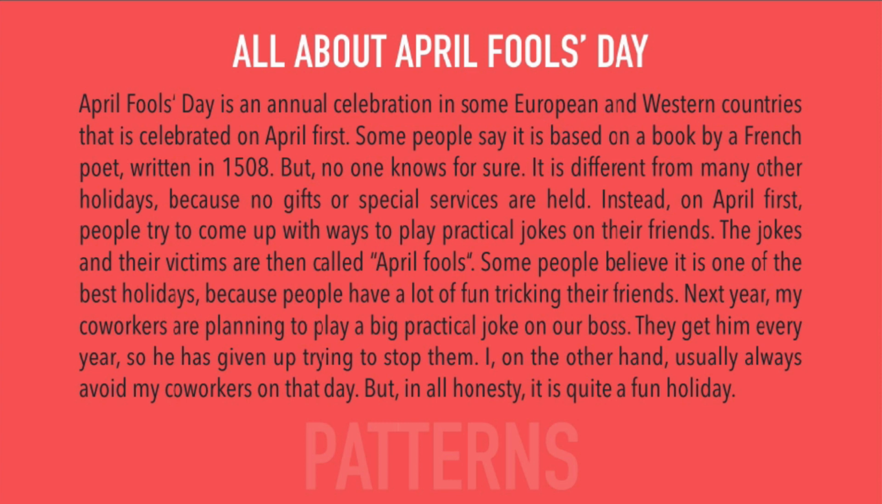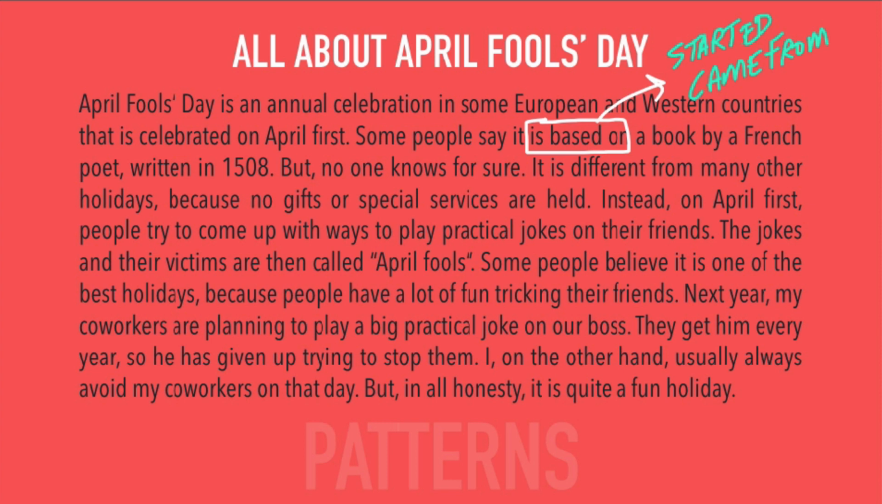Now, in this sentence, we have a very useful English pattern. Is based on. This English pattern is used when you want to talk about where something started or where it came from. For example, this movie is based on a true story. Or in other words, this movie came from a true story. Another example, this book is based on my life. Okay, where it started or where it came from.